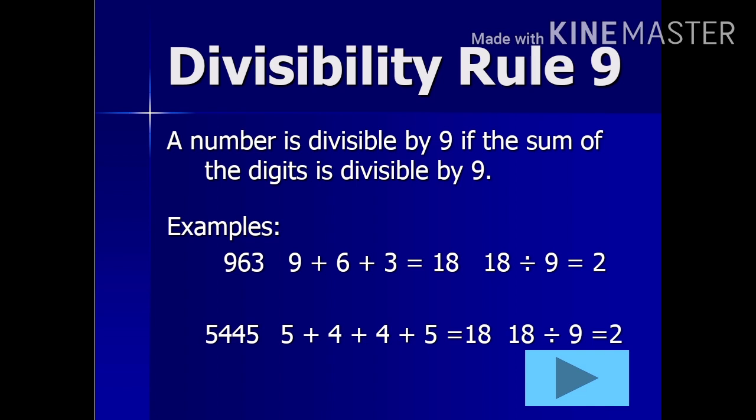So 5445 is divisible by 9. Is it clear? Isn't it same as the divisibility rule of 3? In 3, the sum of the digits should be divisible by 3, and in 9, the sum of the digits should be divisible by 9. So you will be remembering it in this way. Okay, it will be then easier for you.